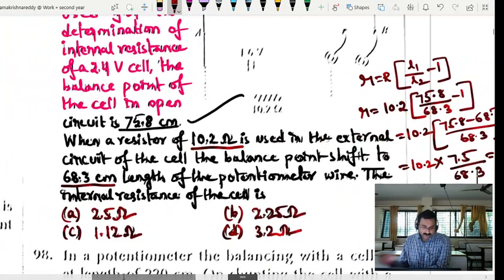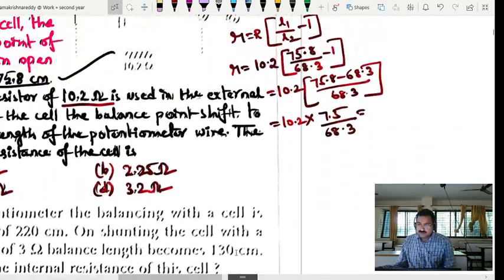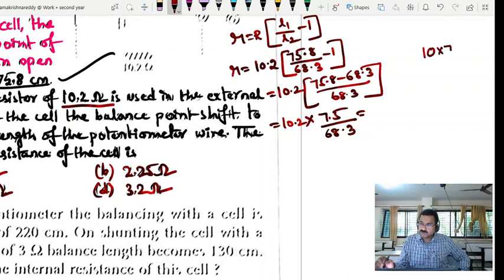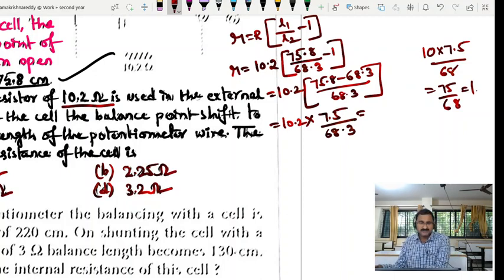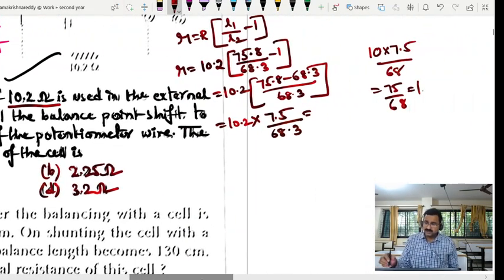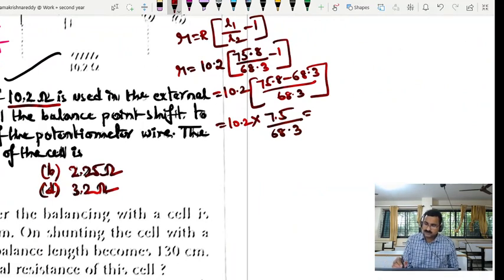So that one, what we are getting as the answer is the third option by solving. 10.2 into 7.5 divided by 68.3, okay? Roughly you calculate 10 into 7.5 divided by 68. 75 by 68 is some 1 point something, and only one option is matching, so you can easily mark that, 1.12. That is the examination point of view also. In the same way they will ask you, remember what they are asking clearly. Only one option is matching.